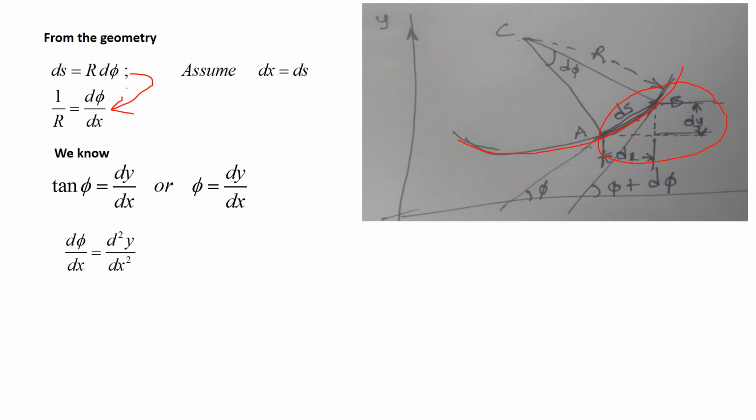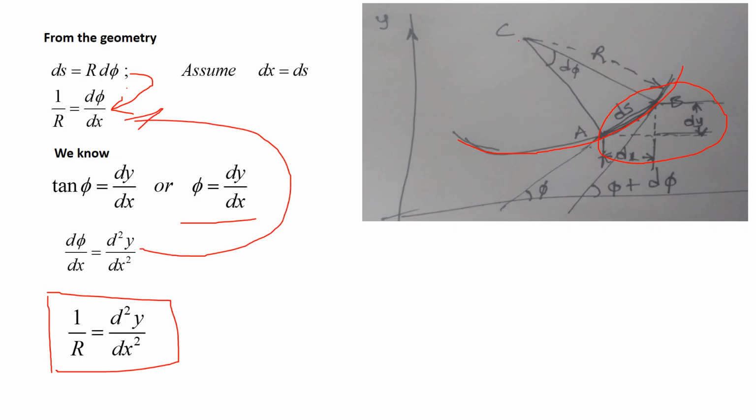So we can say that d phi by dx is equal to d square y by dx square, because we know that 1 by R is equal to d phi by dx. So we differentiate phi with respect to x. d phi by dx is equal to d square y by dx square. We differentiate this equation and we get this one. So 1 by R is equal to d square y by dx square. This is the relation between these two.